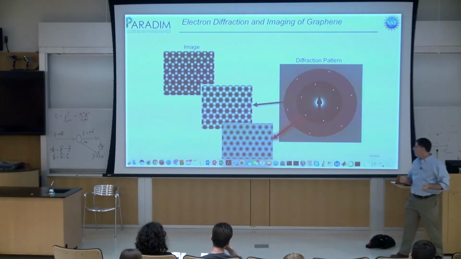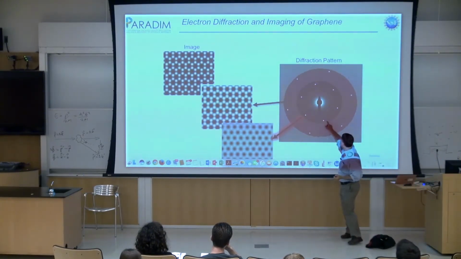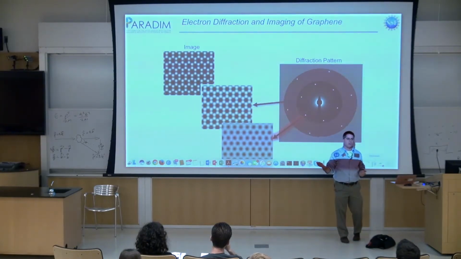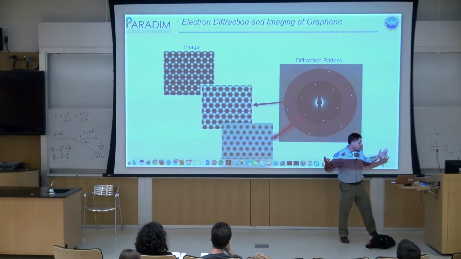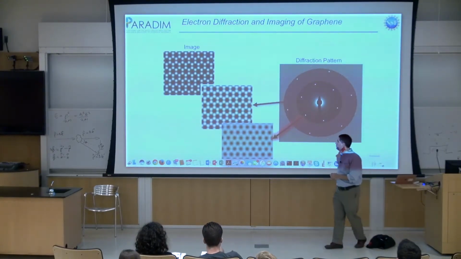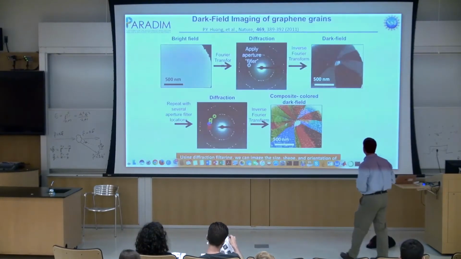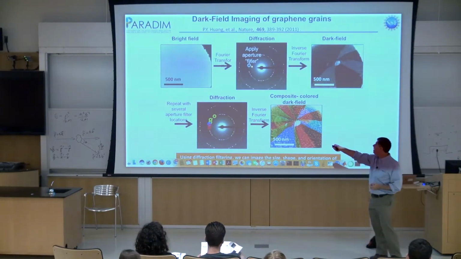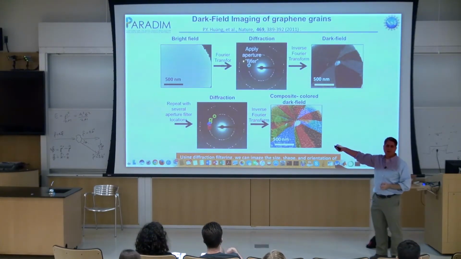10 times. So the aperture size, if it's 10 times smaller than this distance, the resolution is going to be 10 times worse than atomic. So maybe a couple of nanometers. So the spatial resolution of this diffraction method is set by the size of the aperture that I put around my diffraction spot.